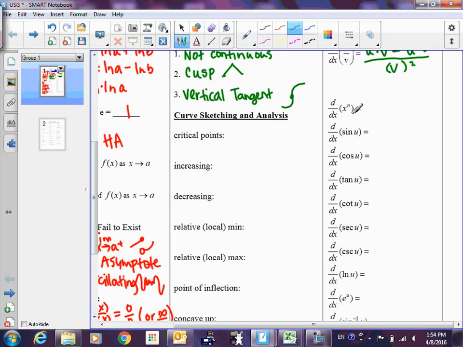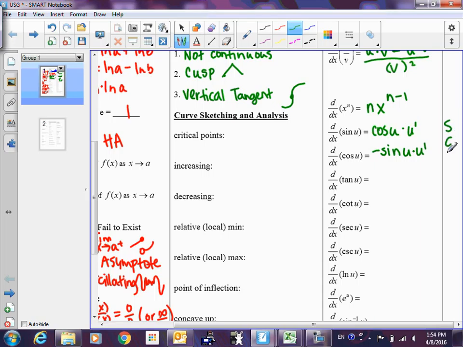What about the derivative of x to a power? What happens to that power? It goes to the front, and then do we add one or subtract one from the power? Subtract when we derive. When do we add one? Antiderivatives or integration. Good. What about the derivative of sine u? Cosine u, and then apply chain rule, u prime. Okay, what about cosine u? Negative sine u times u prime.